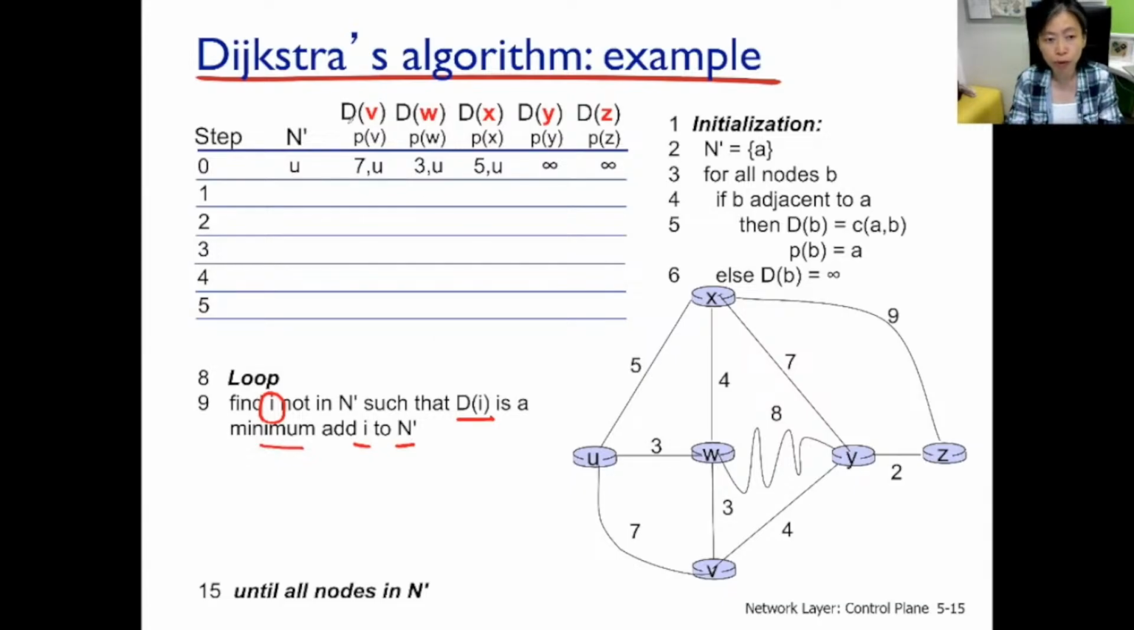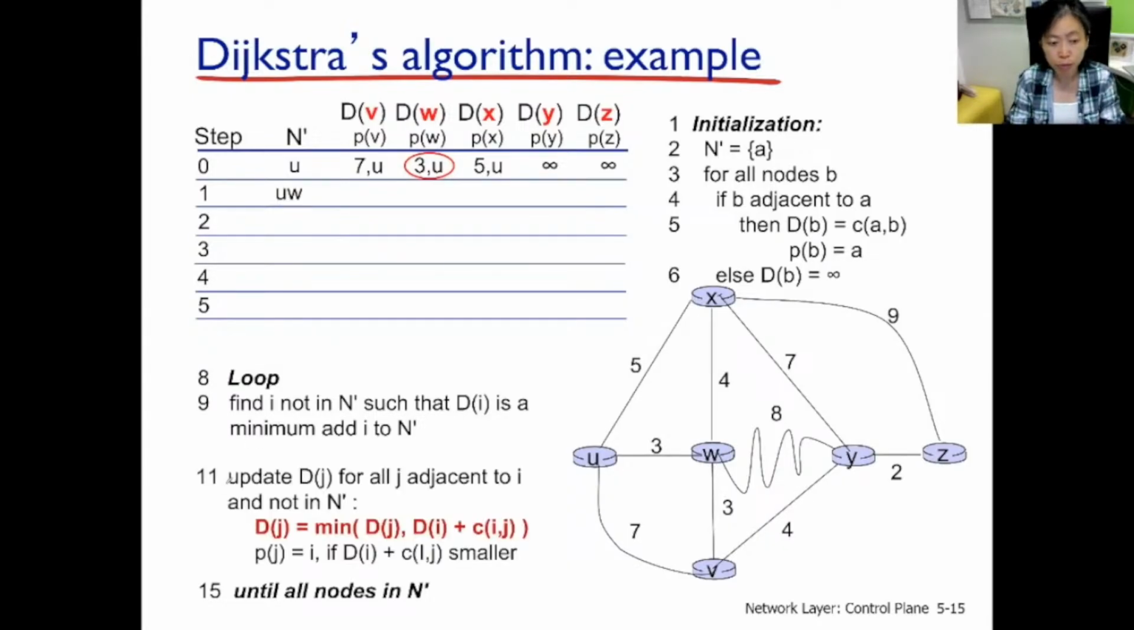Alright, so let's go over the D_i. Okay. 7, 3, 5, infinite, infinite. Which one is the minimum? Yeah, 3 here is the minimum. Therefore, I is w this time, and we'll include I into the N prime set. Next, we see u and w both in the N prime set.